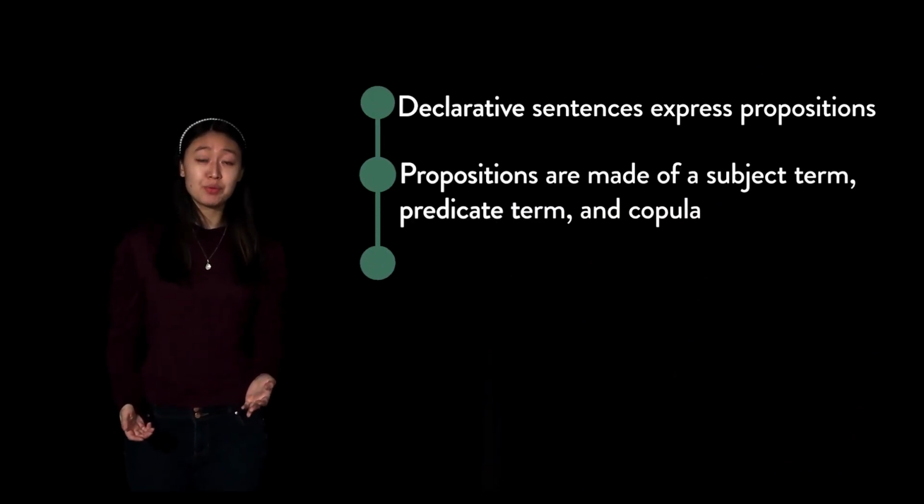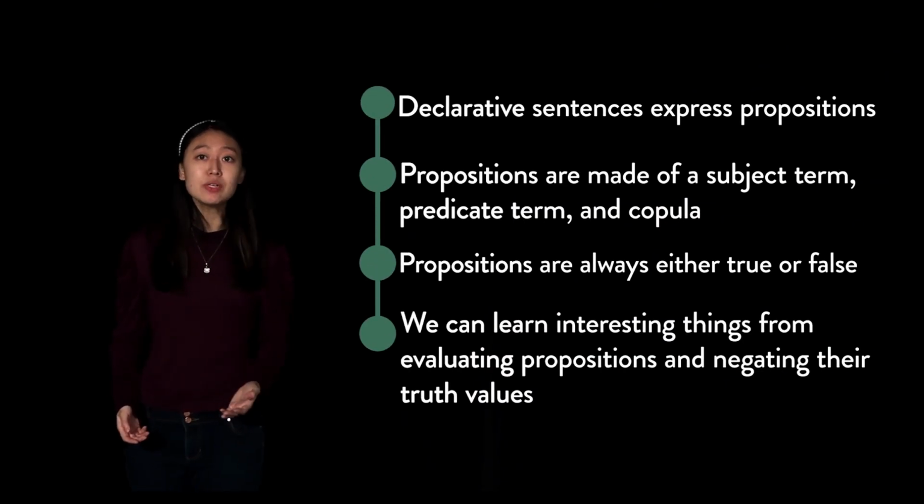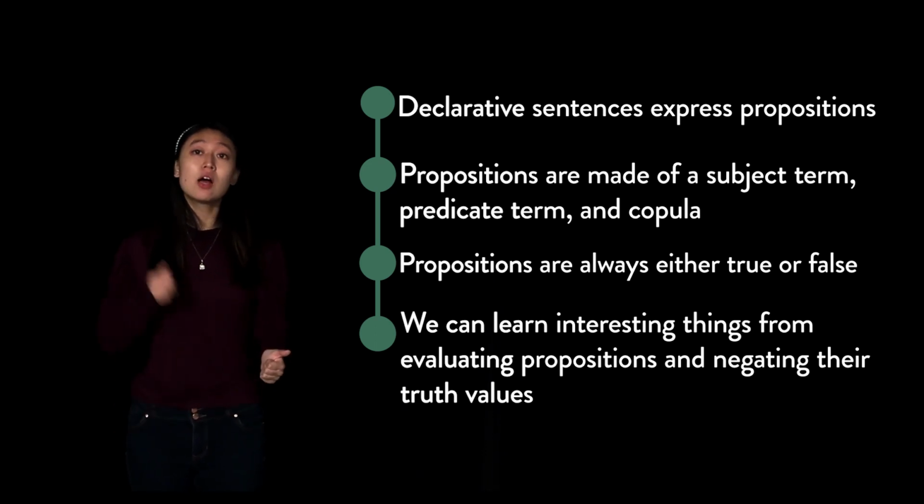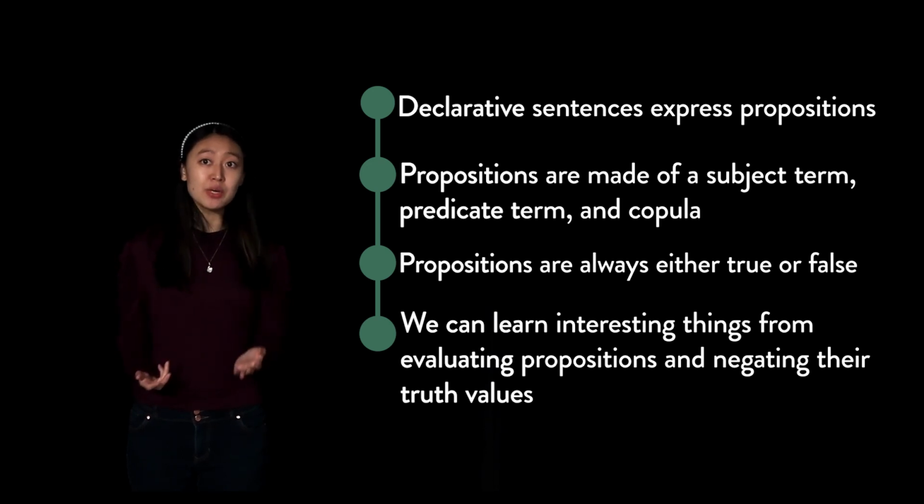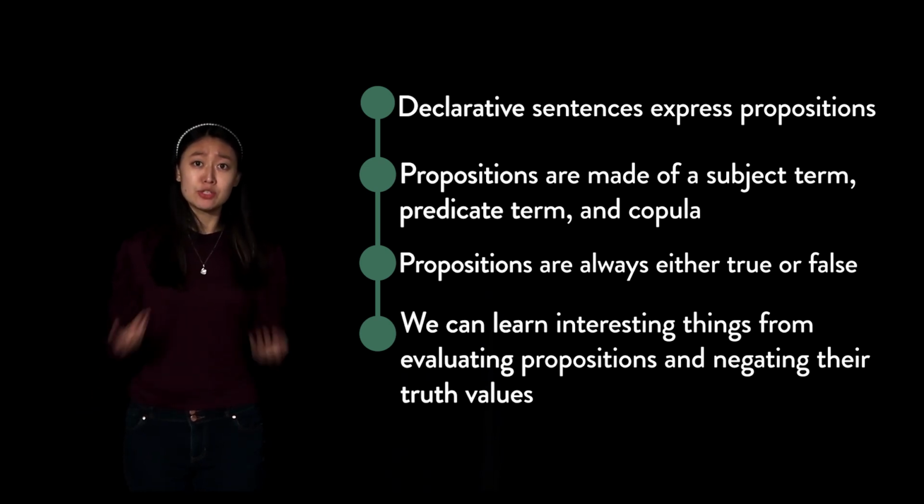In conclusion, propositions are the things we express when we use declarative sentences. To build such assertions, we need to use terms in a particular way, a subject term, a predicate term, and a copula to put them together. Constructing propositions out of terms gets us a kind of statement that has a truth value. Evaluating truth values by checking against reality and using negation to switch truth values tells us interesting things about propositions and, in consequence, about the world.